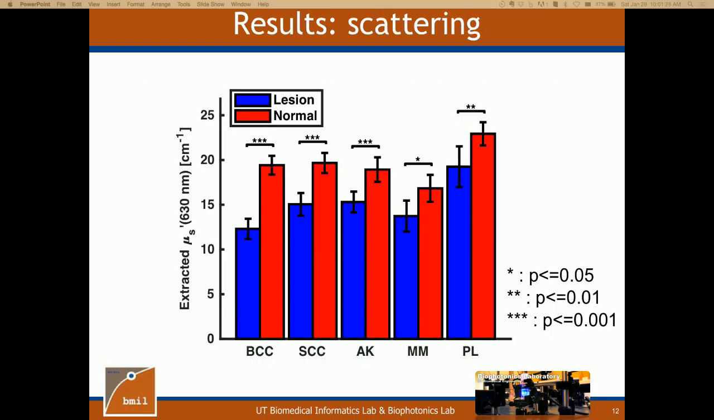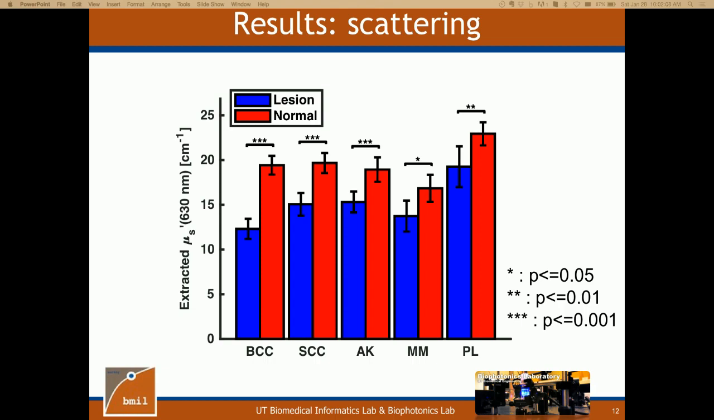Let's have a look at the scattering coefficient first. After extracting those physiological parameters, I compared each type of lesion to their corresponding normal skin. When we make measurements on each lesion, we also measure the corresponding normal skin. So here the blue bars represent the lesion, and the red bars represent the normal skin. The stars indicate significant difference.